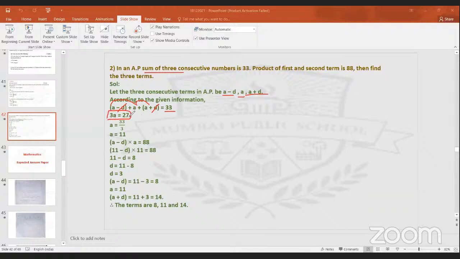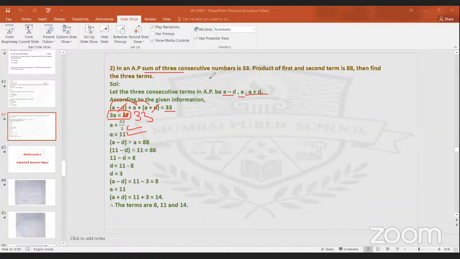Now here it is written 3a equals 27. I think you got confused with this. This is a typing error. It is 3a equals 33 actually. So the value of a is 33 upon 3, that is equal to 11. Now you have the value of a as 11.